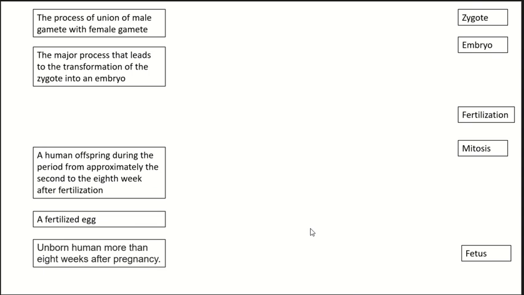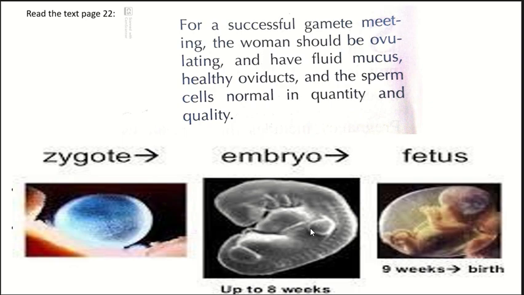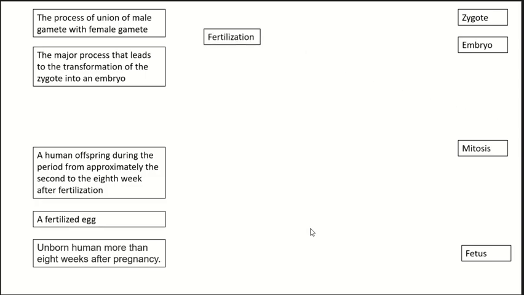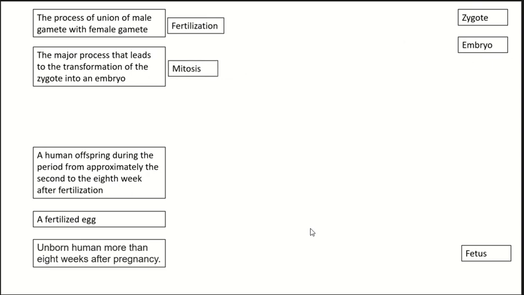Also in this slide we will make a further practice of the information we explained. Don't forget to pause the video and try to find the answers by yourself. In this slide we will match each statement to its definition. First, the process of union of male gamete with female gamete, of course, it's fertilization. The major process that leads to the transformation of the zygote into an embryo, it's mitosis.